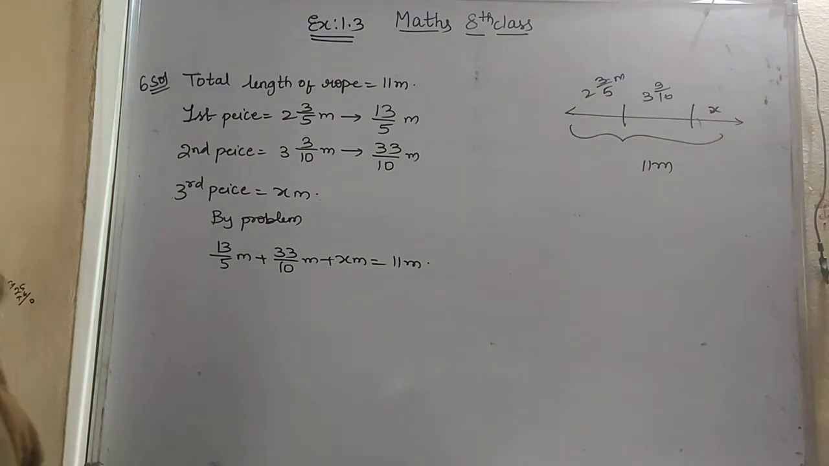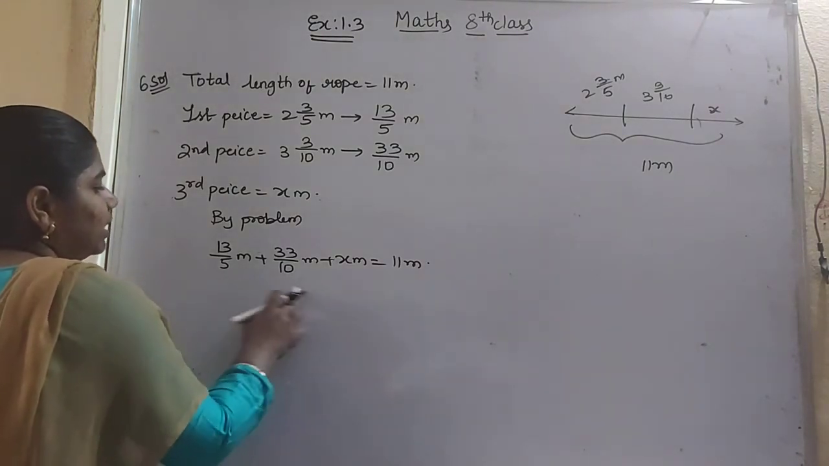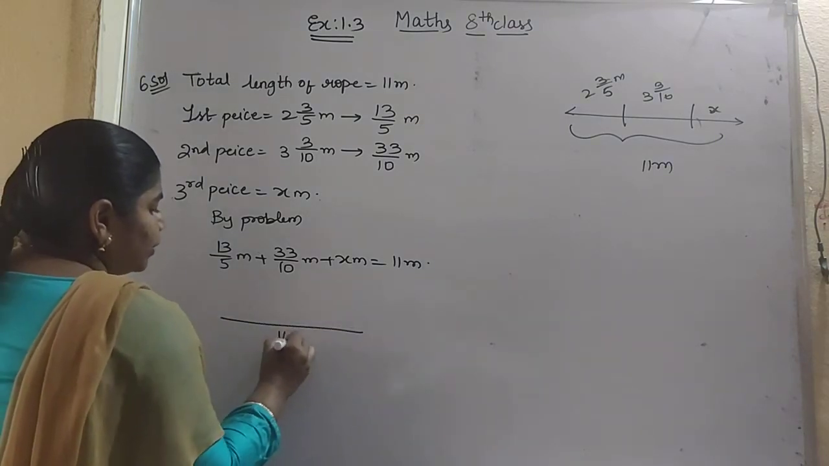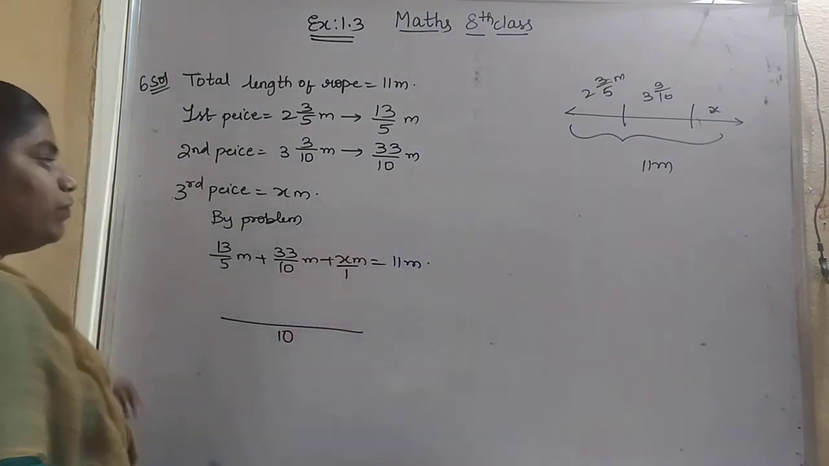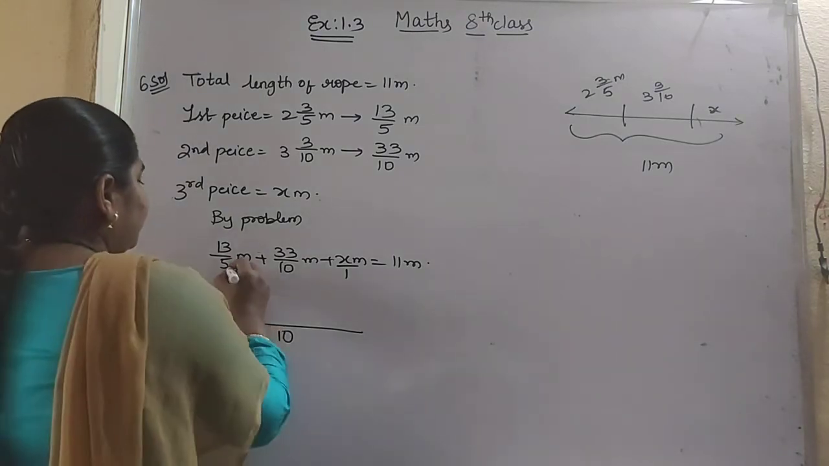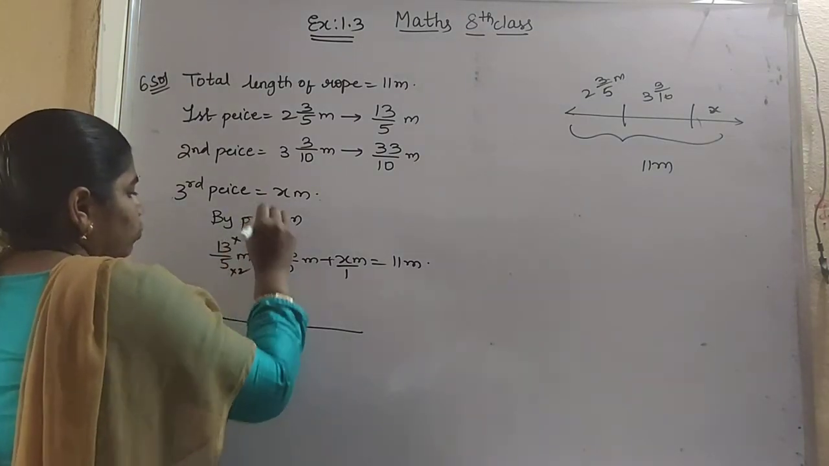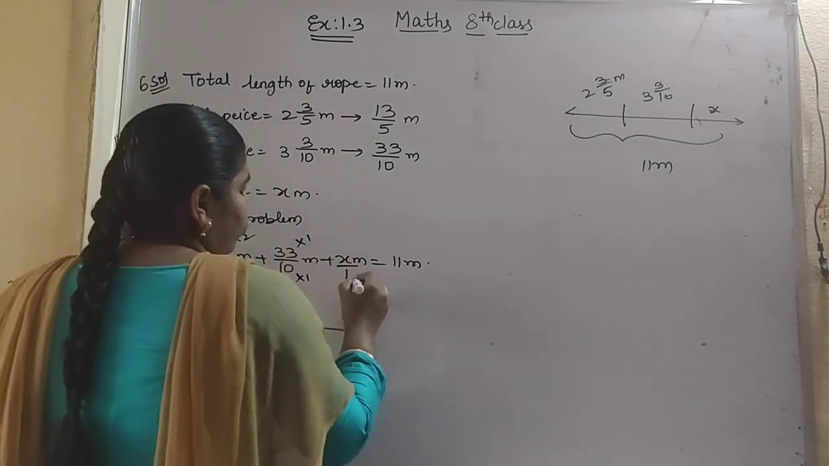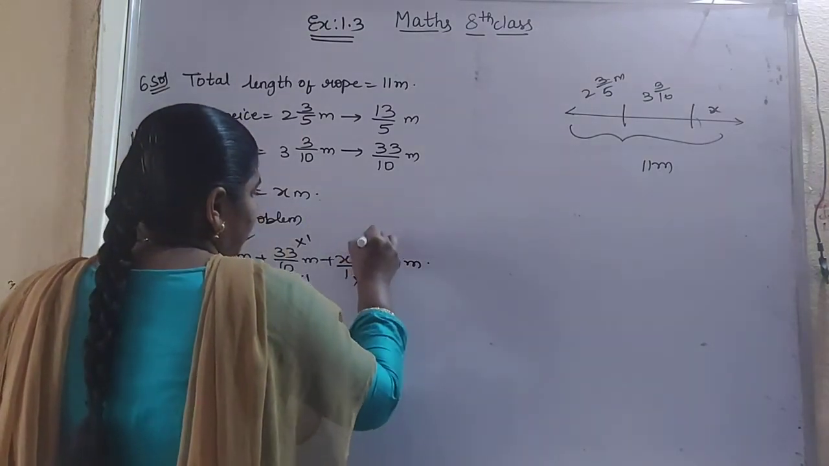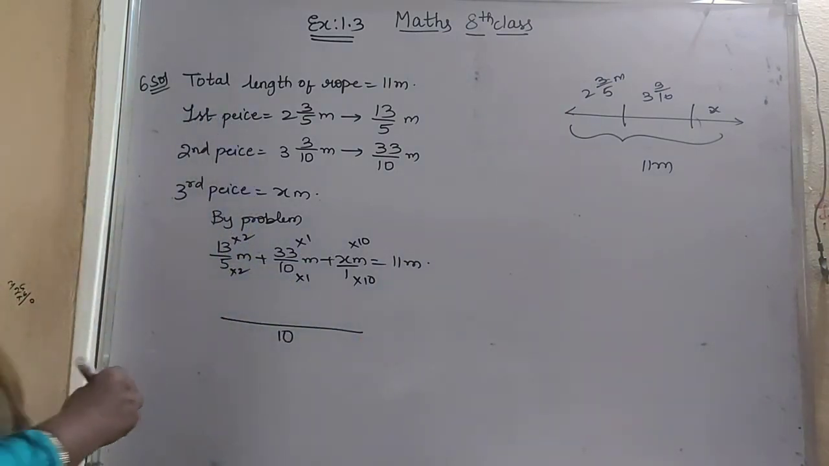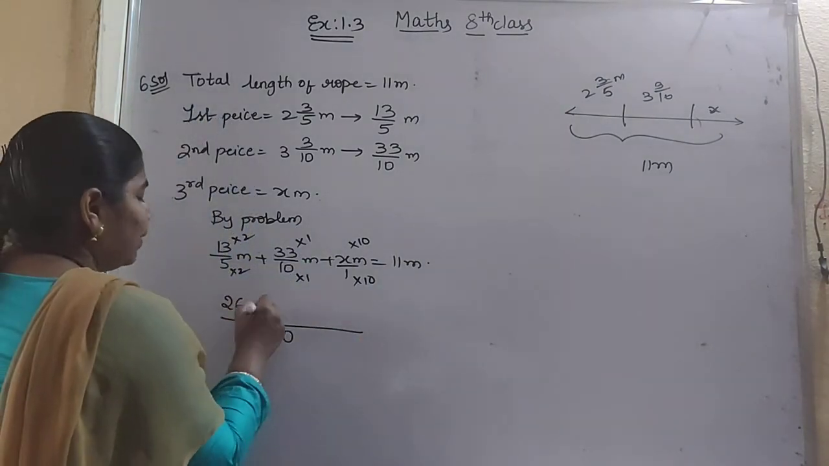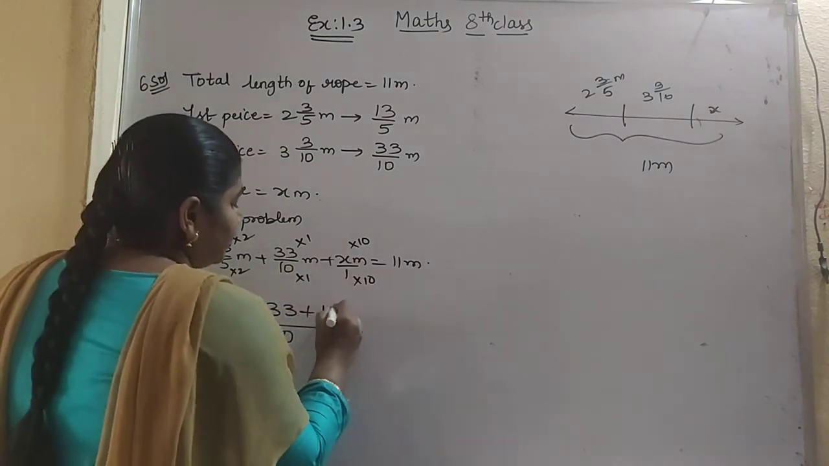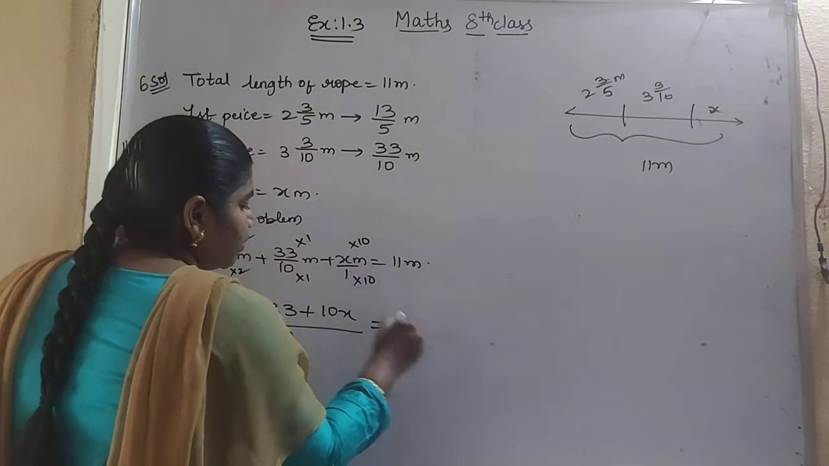So now what we have to do? Take the LCM here. Take the LCM of 5 and 10. 5 and 10 LCM will be how much? 10 itself. In denominator nothing is there, so we can take it as 1. So here into 2 times, here 10 means into 1 time, here only 1, that means 10 times. Okay, so 13 2s is 26 plus 33 into 1 will be 33 plus x into 10 will be 10x will be equals to 11 meters.